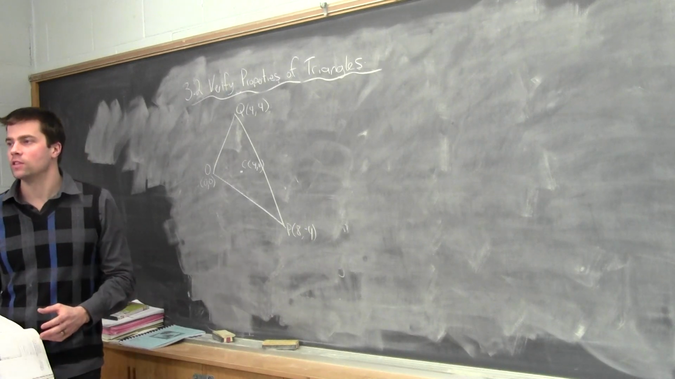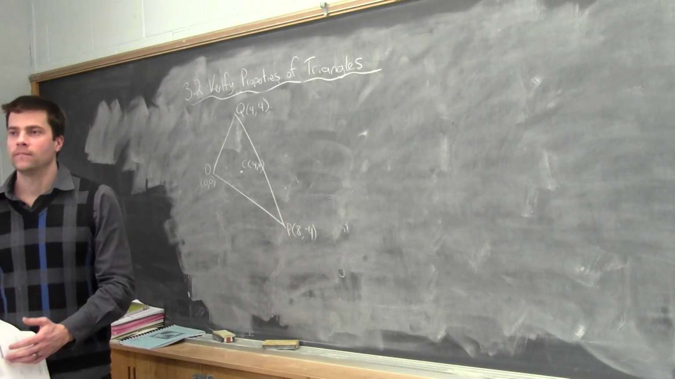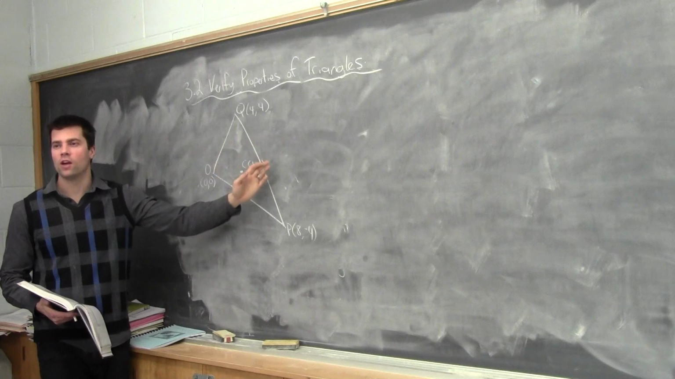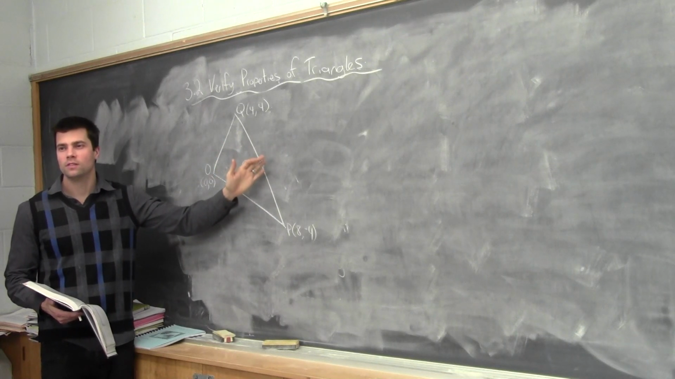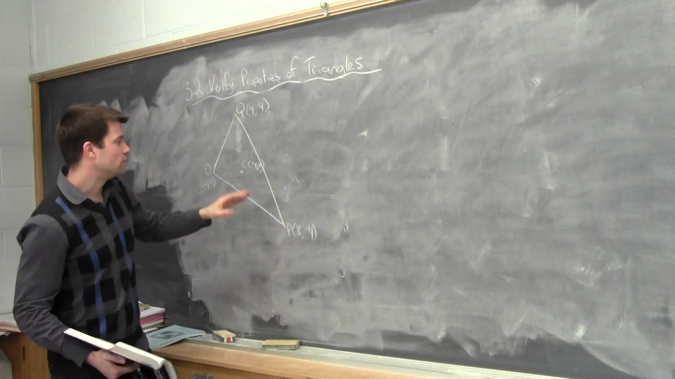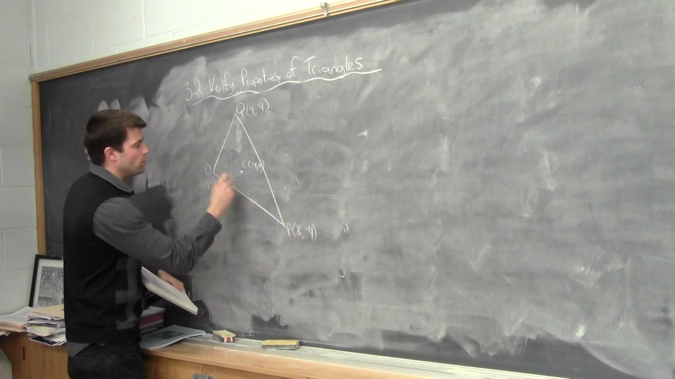Okay, who can tell me what a centroid is? Nice and loud. David. Where all three medians meet. Good, so all three medians meet. And can a centroid lie outside the triangle? No. Okay, very good. So a centroid is always inside the triangle, and it's where the three medians of a triangle meet.